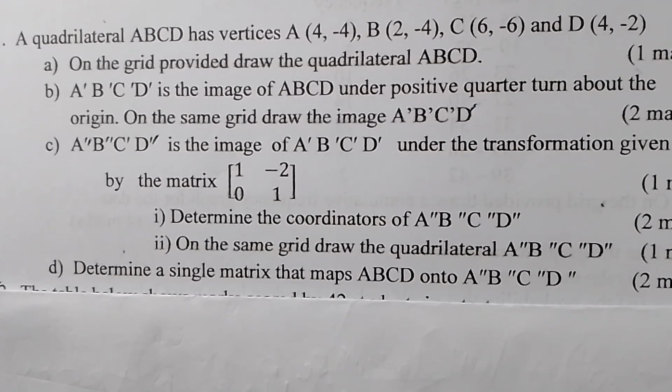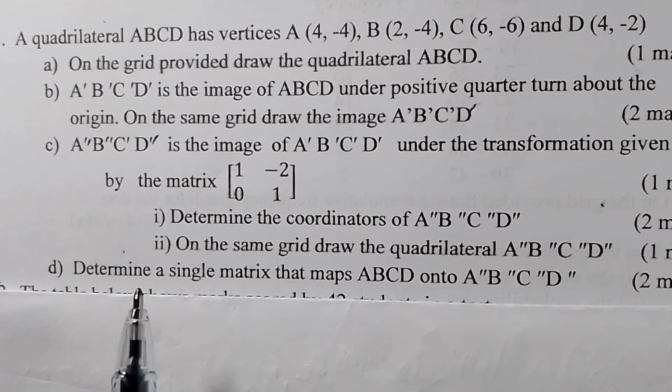So in question 1, a quadrilateral ABCD has vertices A(4, -4), B(2, -4), C(6, -6), and D(4, -2). On the grid provided, draw the quadrilateral ABCD. 1 mark. A1, B1, C1, D1 is the image of ABCD under a positive quarter turn about the origin.